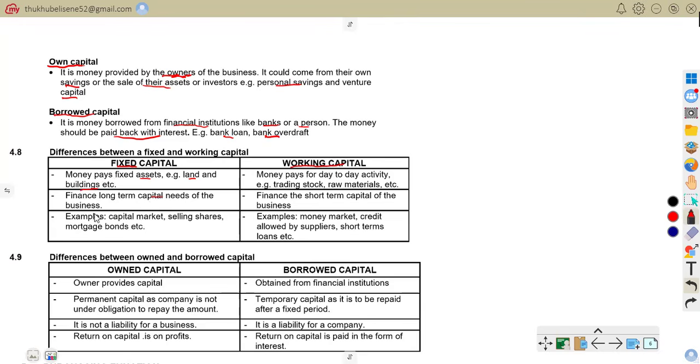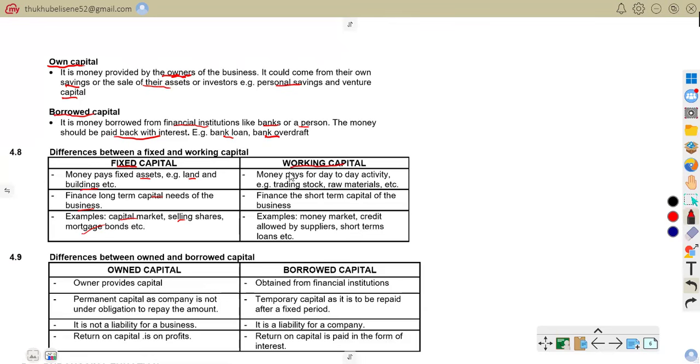It finances the long-term capital needs of the businesses. Examples are the capital market, selling of shares, and mortgage bonds. That is when you take a mortgage to buy a building.